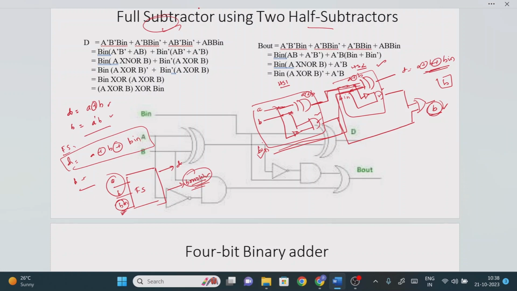So this is how we can design the full subtractor by using two half subtractors, right? Most of the time, from the examination point of view, they ask to design a full adder using two half adders and an OR gate, or a full subtractor using two half subtractors and an OR gate, right? This is the most expected question from the exam point of view, guys.